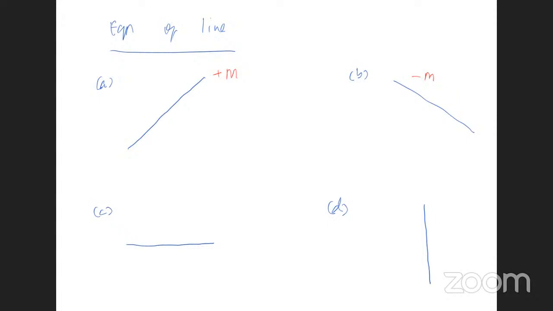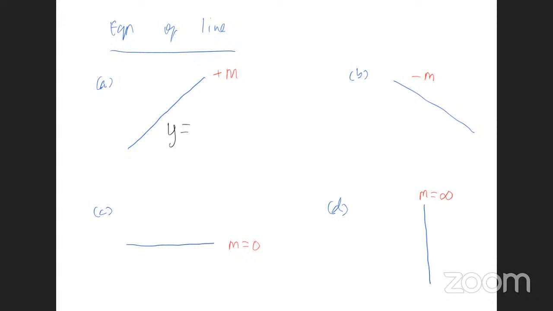So anytime you work out the gradient of a line like that, it's positive. In B, the gradient there is negative. In C, this has no gradient. And in D, this has a gradient of infinity. All right? So each one of those has a different equation of a line. It will look different. So for example, the first one will look like this.